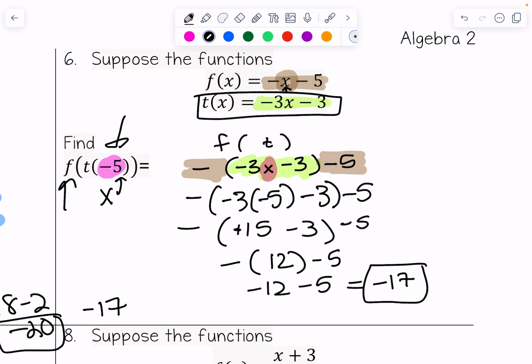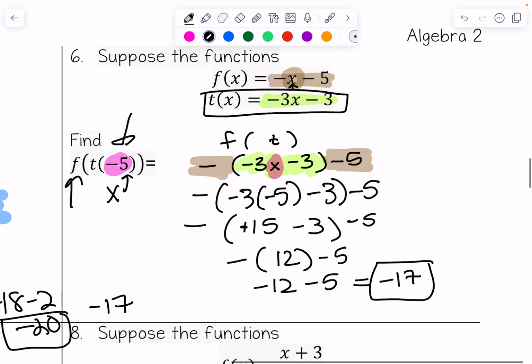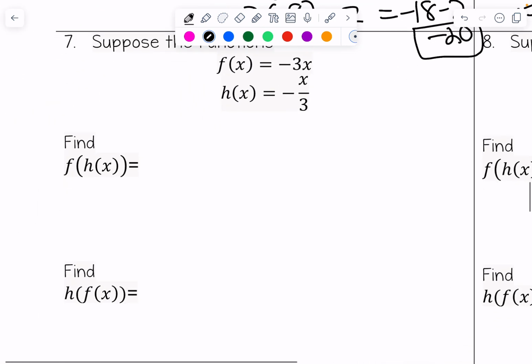So go ahead and try it on your own. These are practice problems that we can try. So let's go ahead and move on to our next part. Our next part is this.